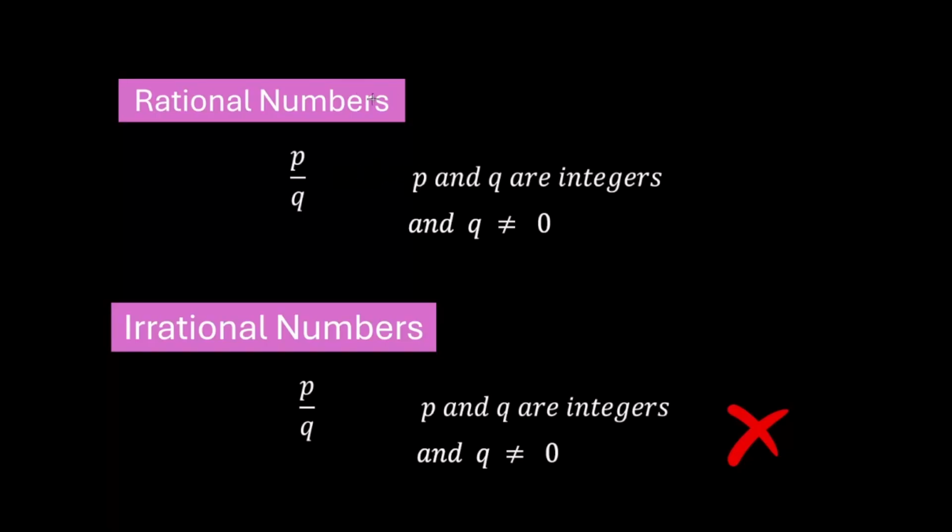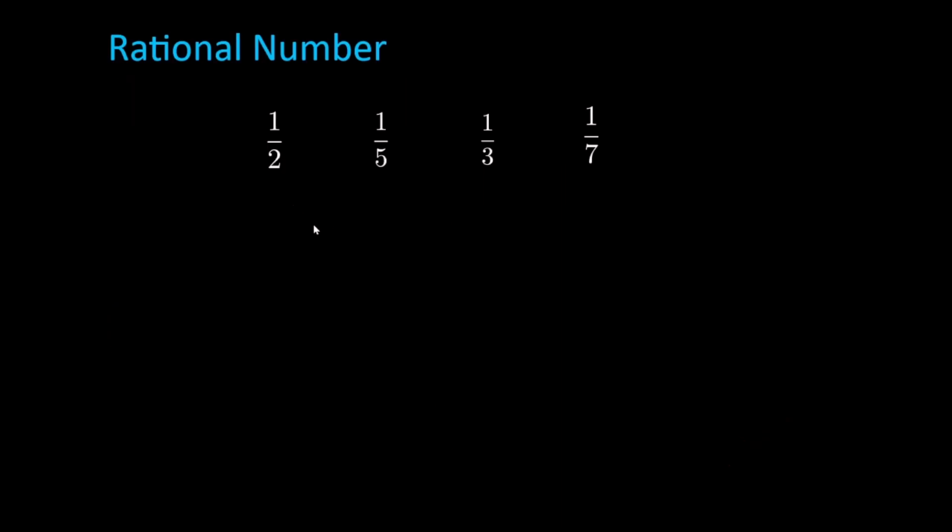We have already learned about rational numbers and irrational numbers. We looked at rational numbers as a ratio of two integers where the denominator cannot be zero, and we saw that irrational numbers cannot be expressed as the ratio of integers. There is another way to represent these numbers called decimal representation. Let's look at that. Here we have some simple rational numbers. Let's convert them into decimals using long division.